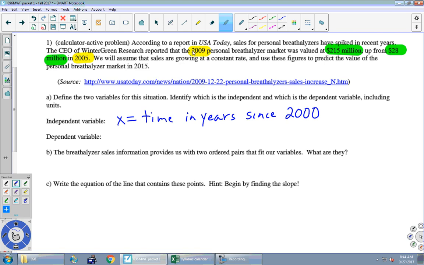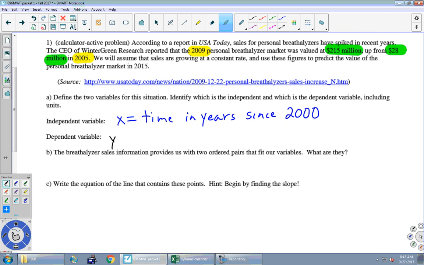Which means that 2009 changes to what number for us? 9, which is a whole lot friendlier. Everybody see what we did there? You don't have to do that. You can just leave it time in years, but that means you are using the number x equals 2009. I'd rather use 9.